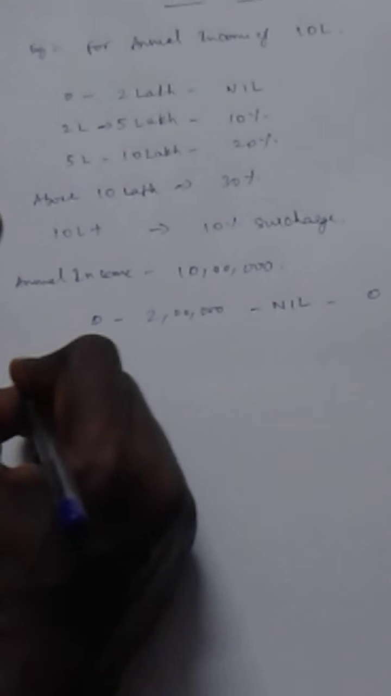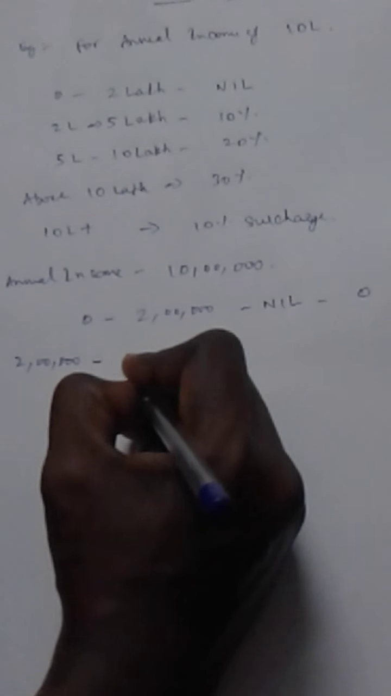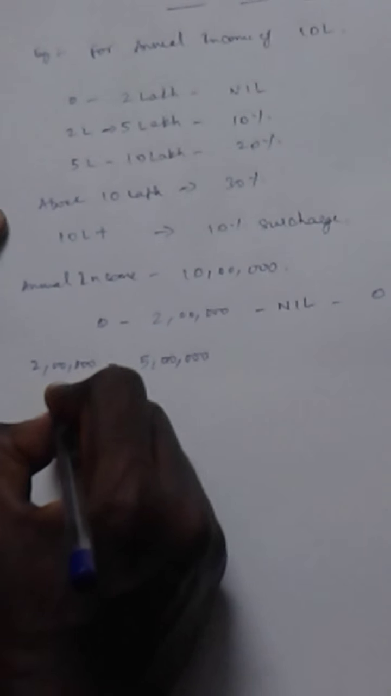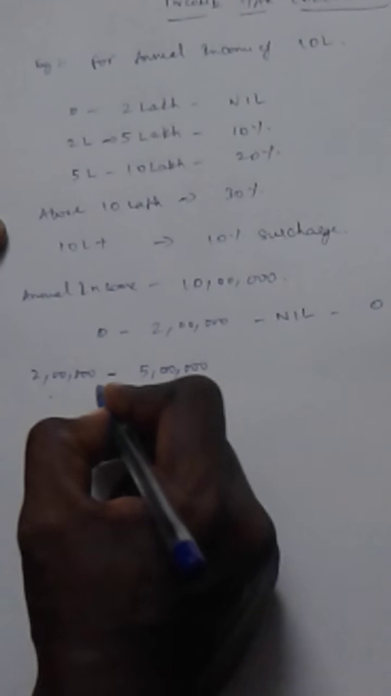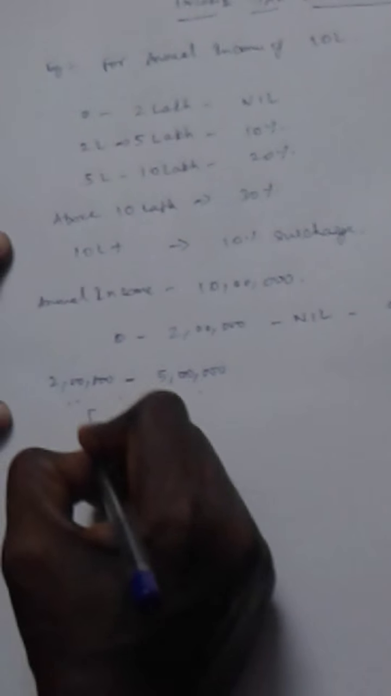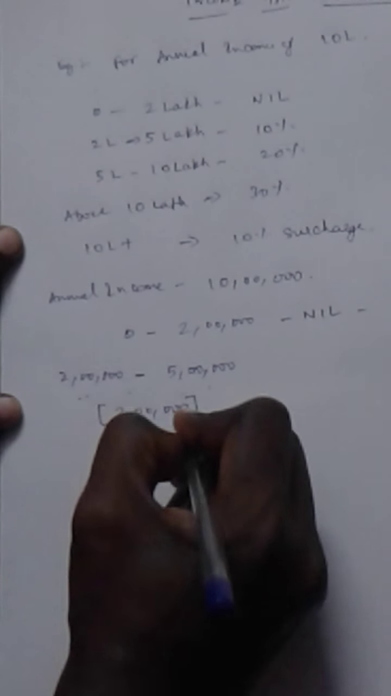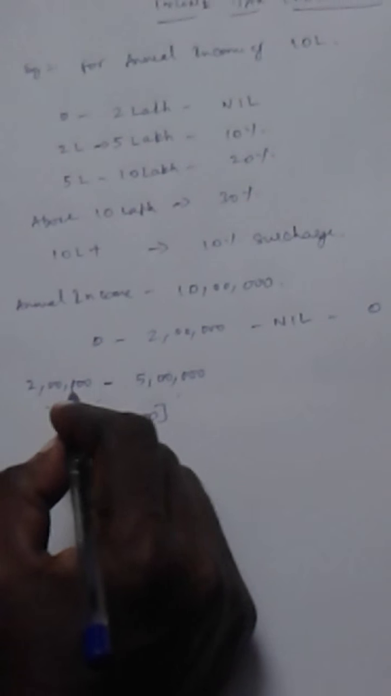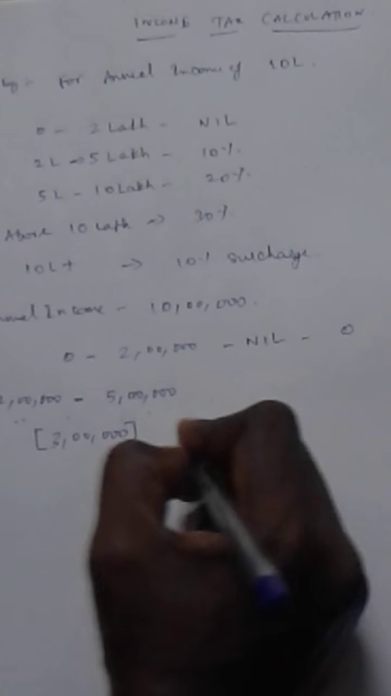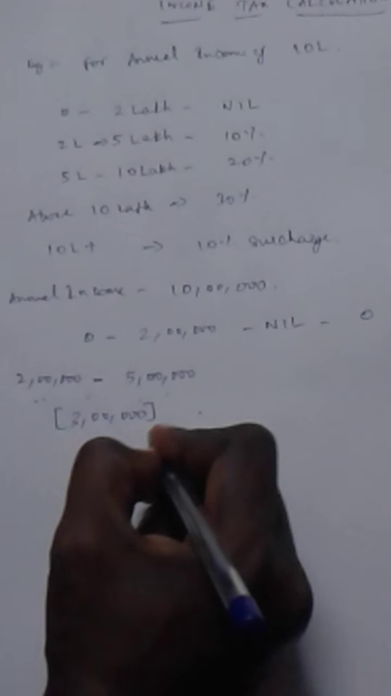And if you're coming under 2 lakh to 5 lakh, just take the difference between 2 lakh and 5 lakh. It's 3 lakh. That is the amount between 2 lakh and 5 lakh. Now we need to pay the tax for this particular amount.